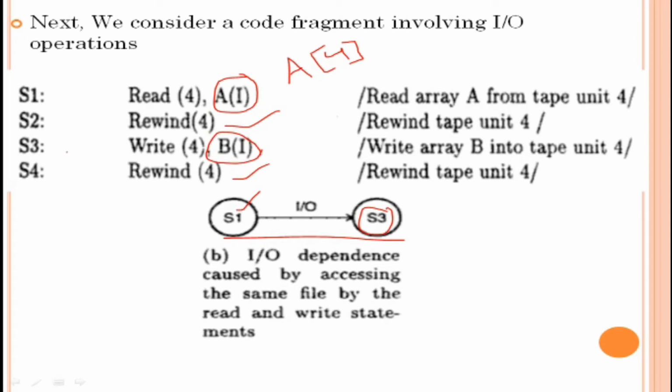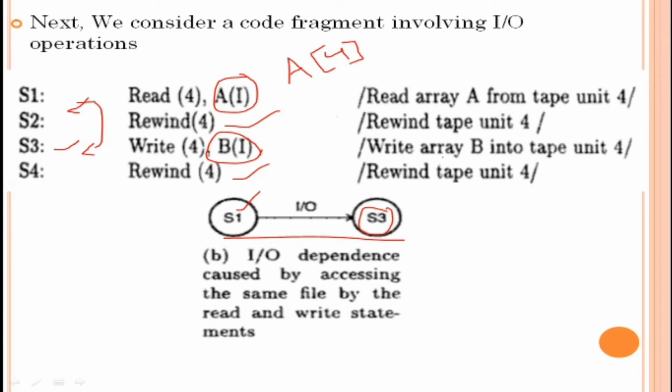So here the statement S3, we are going to write the value of array B into the tape unit 4. So the read and write statements S1 and S3 are IO dependent on each other because they both access the same file. So the data dependency relationship should not be violated during the program execution. These two statements which are IO dependent use the same file, which is indicated in this diagram here.